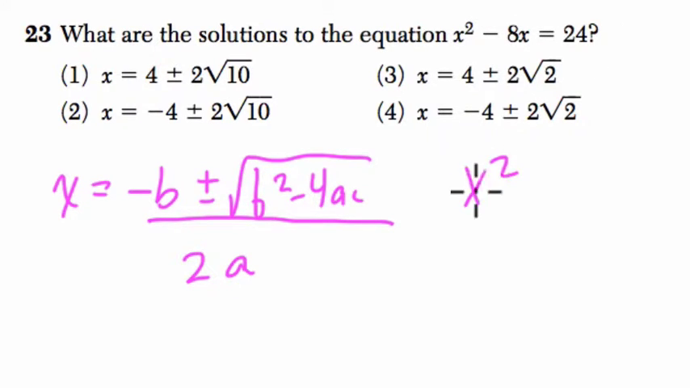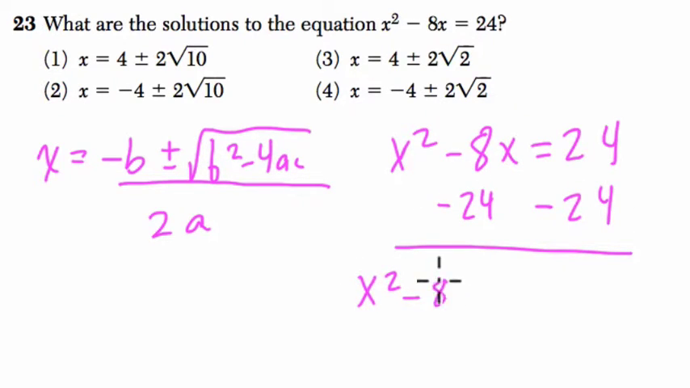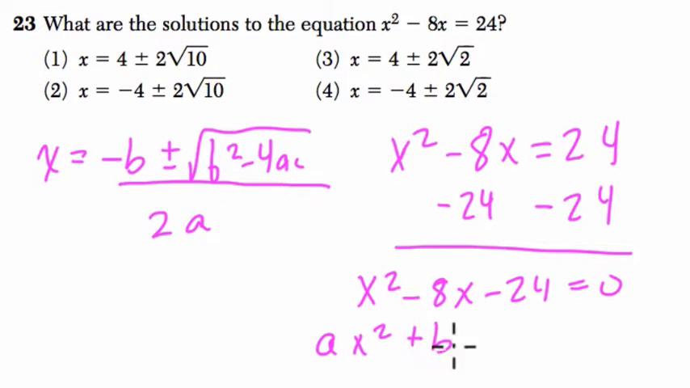In order to be able to use the quadratic equation, you have to have it written in standard form. And the only thing you have to do here to get it in standard form is subtract 24 from both sides. So x squared minus 8x minus 24 is 0. And now it's in standard form, which is ax squared plus bx plus c equals 0. A is the coefficient of x squared, which is 1. B is the coefficient of x, which is negative 8. And c is the constant negative 24.